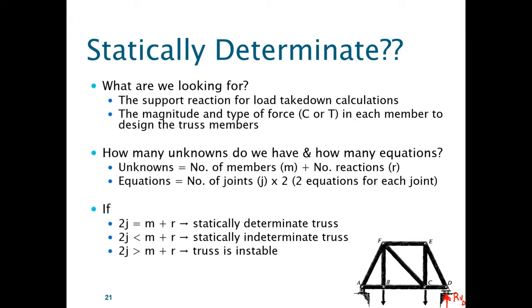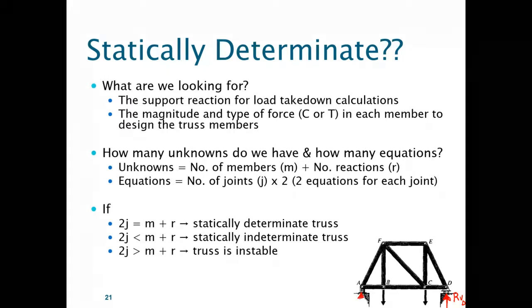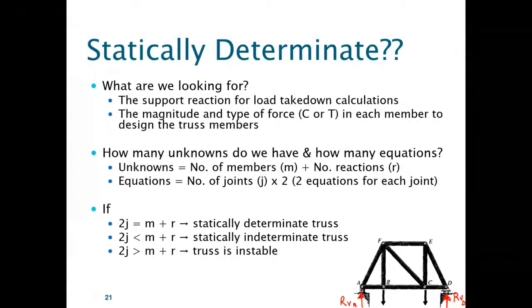If we look at A, A also can't move up or down. So we have a vertical reaction at A. This is a pin support, so that's stopping it from moving up or down. It also cannot move left or right, so we potentially have a horizontal reaction at A as well, as well as it not being able to move up or down.